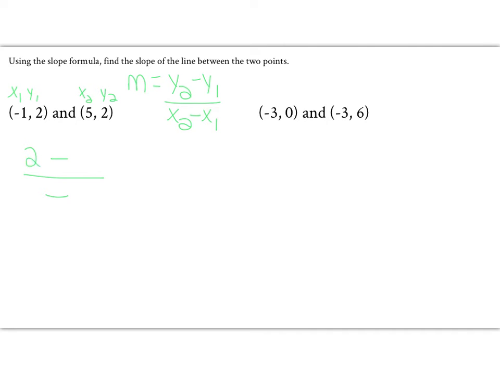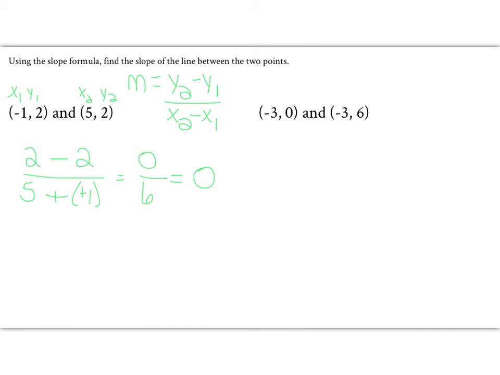So y sub 2 is 2, y sub 1 is 2. So I end up with 2 minus 2 in the numerator. X sub 2 is 5 minus x sub 1 is -1. When I substitute that -1, I'm going to put it in parentheses. So 2 minus 2 is 0 over 5 minus a -1 becomes 5 plus 1, and I get 6. Well, what is 0 divided by 6? What is 0 divided by anything? 0. Okay, so this is a special case.